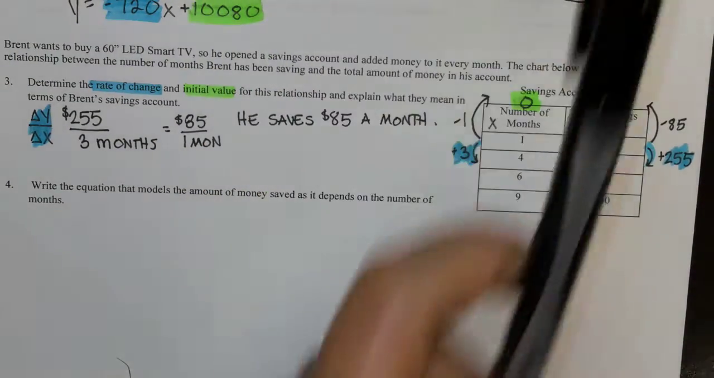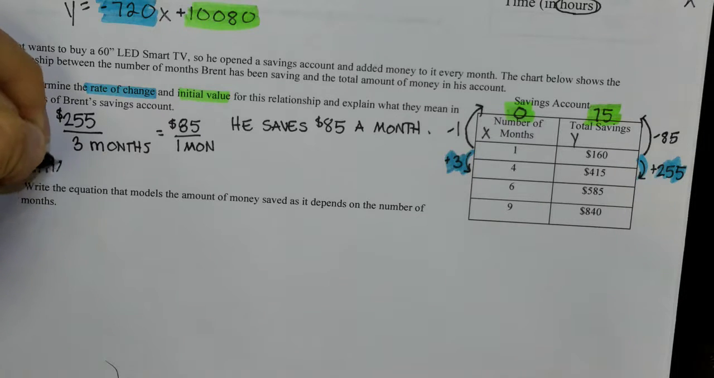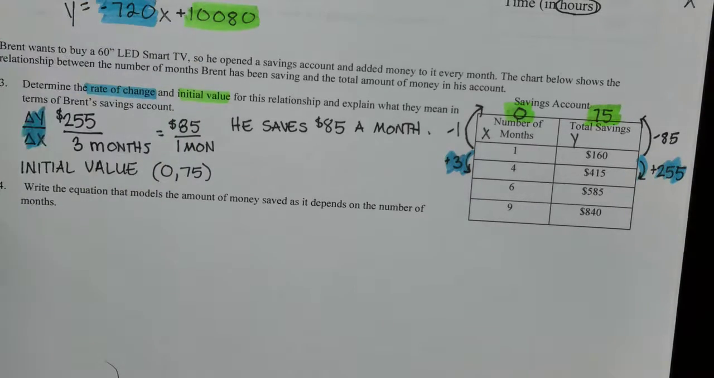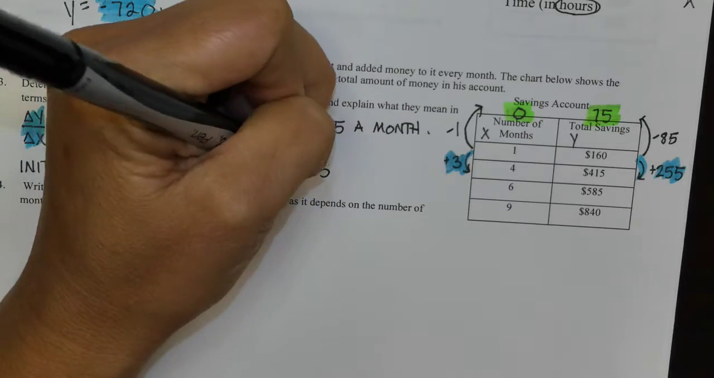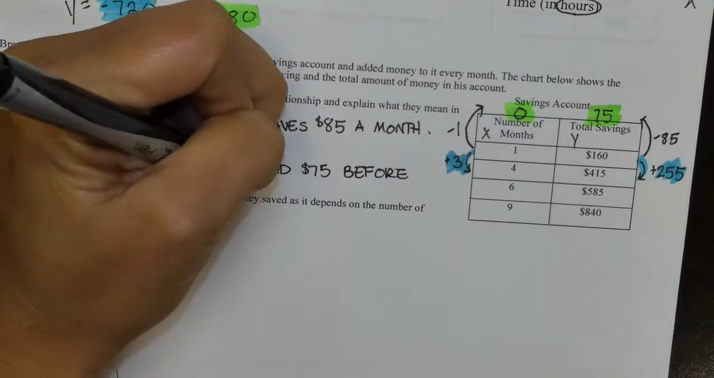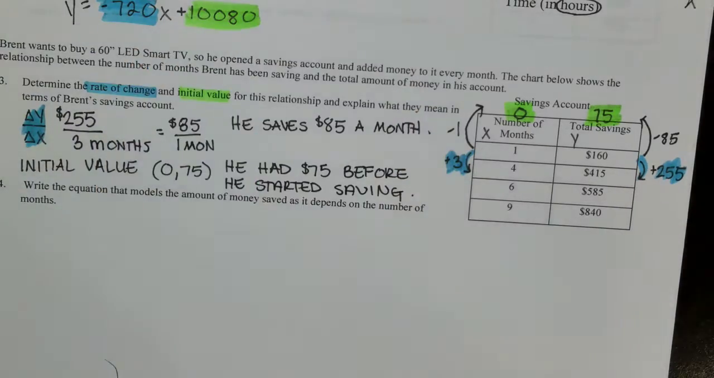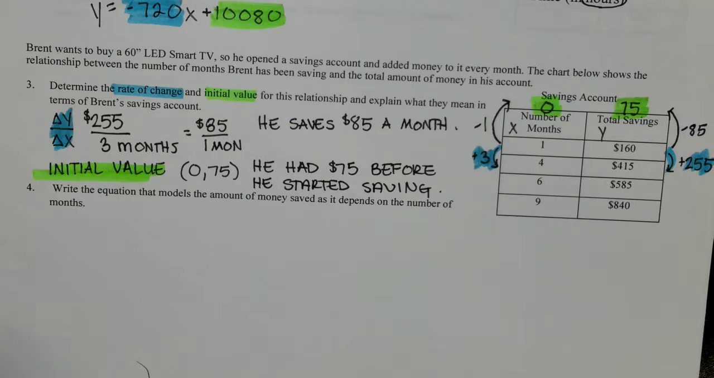So I just determined my initial value. I started with $75 in the account before I started to make my plan to save. So I might write here that the initial value is 75, and that you're going to say he had $75 before he started saving. All right. So there it is.